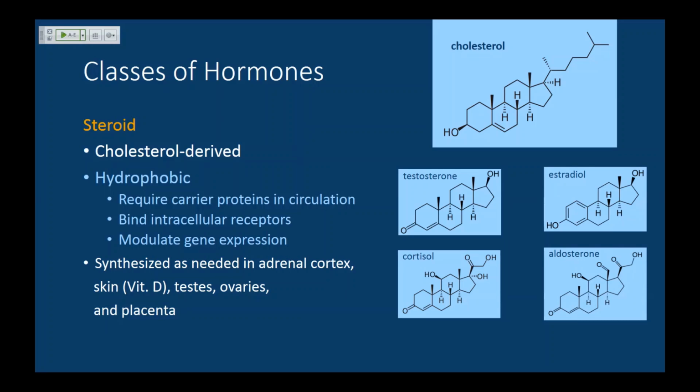A lipid soluble or hydrophobic molecule won't be able to dissolve in the plasma very well, which is a serious problem if we just said that the endocrine system relies on systemic distribution through the plasma. To solve that problem, we have carrier proteins in the circulation that bind to these steroid hormones and transport them where they need to go. In order to actually exert their effects, they have to dissociate from the transporter protein, and then they're free to bind receptor.